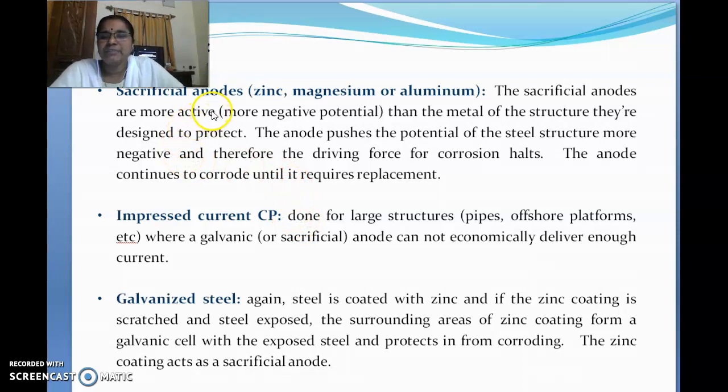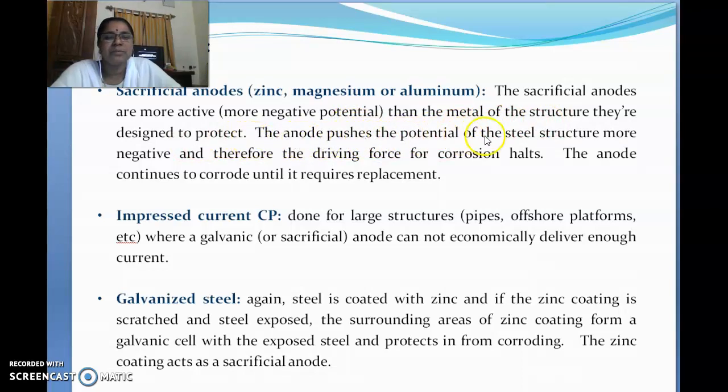What are the sacrificial anodes? They are metals which have higher oxidation potentials than the base metals. Usually we choose zinc, magnesium or aluminum, which have more negative potential, meaning more oxidation potential, and they are designed to protect.